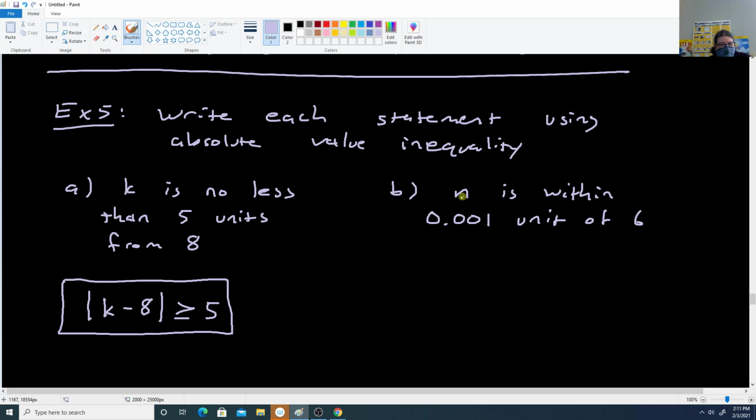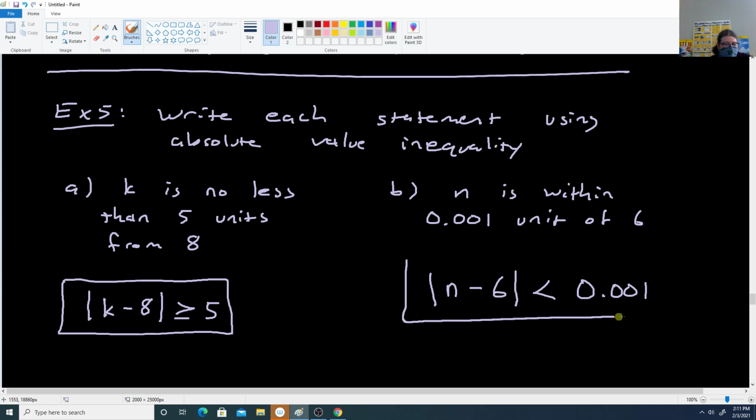Part B, n is within 0.001 unit of 6. So that means the distance between n and 6, if you're within 0.001 unit, that means you're always less than 0.001 unit. So that will be the distance between n and 6 is less than 0.001 unit. And then that means n is always within 0.001 unit of 6.